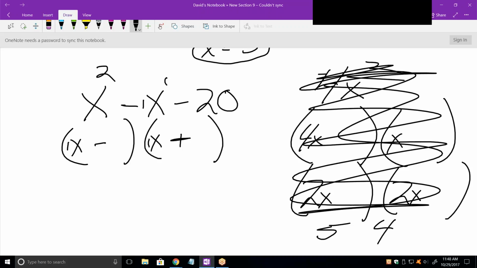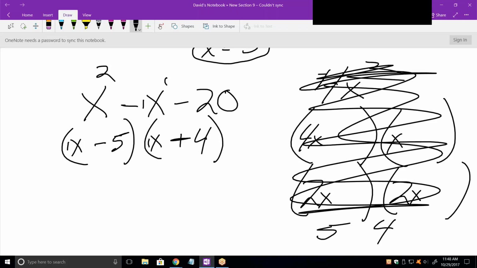All right, all right. The largest factor goes with the sign of which term? The middle term. In other words, that negative 20 isn't the reason we put the 5 with the negative sign. It's the negative 1. The sign of the middle term is negative. Therefore, the larger of the two factors goes there.